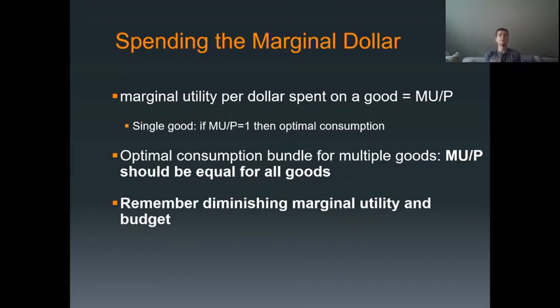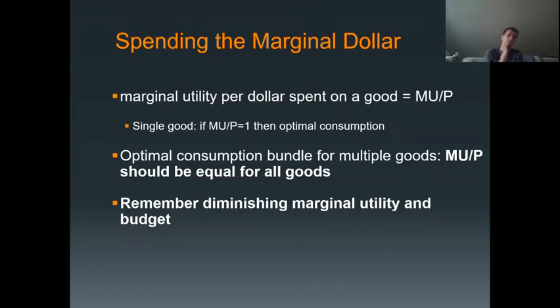Now, when consumers are making a choice of how much to purchase, they do have to think about their marginal utility per dollar spent on a good. Utility is your satisfaction from consuming a good. Your marginal utility is, when you consume one more unit of the good, what is your additional satisfaction from consuming that? You compare that to how much you spent on that extra unit of the good.